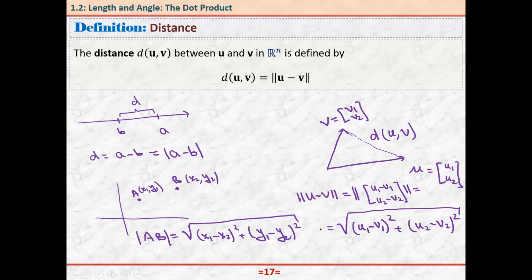So this is how we define it. As I said, in very compact form, this is how we define the distance between two vectors. When we say distance, we mean the distance between their heads.